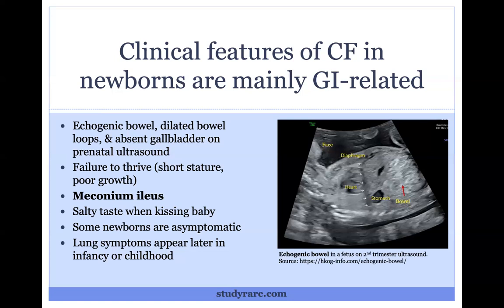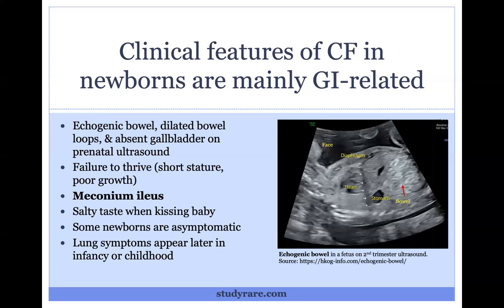Some parents report a salty taste when they kiss their baby who has CF. So important to keep that in mind. Remember, CF is due to a disorder of chloride transport, and sodium chloride is essentially salt. That's what builds up in the skin of newborn babies and also older children and adults due to that defect in transporting chloride. Also importantly, some newborns don't have any symptoms at all, and so they may not show up until later in infancy or even as a toddler, or potentially even later.